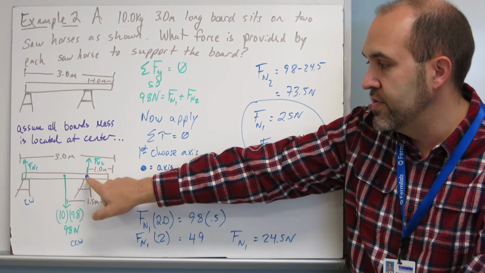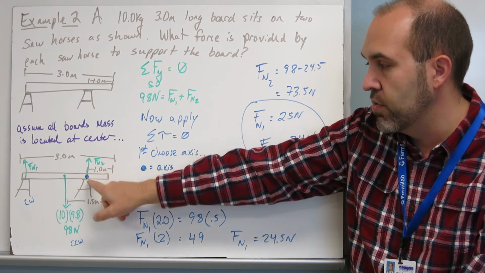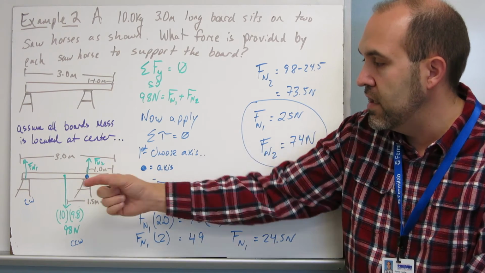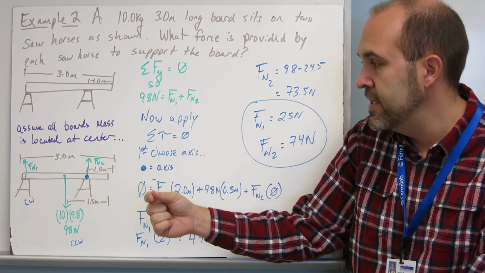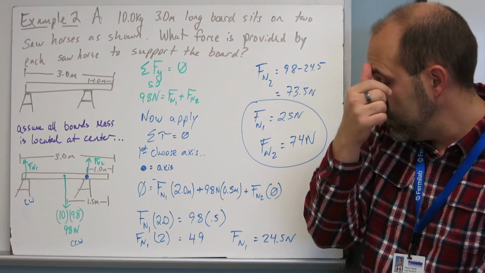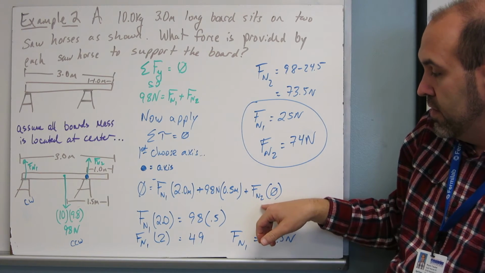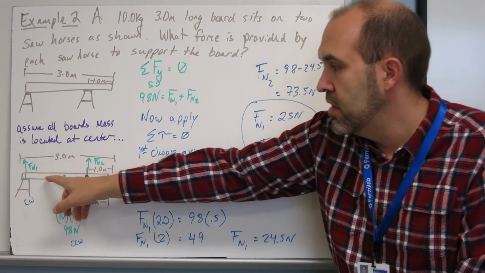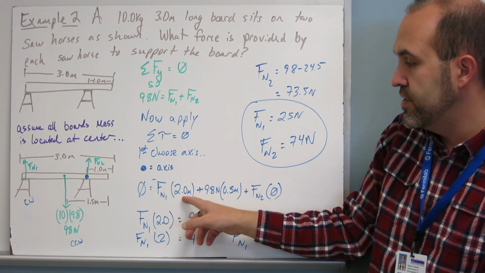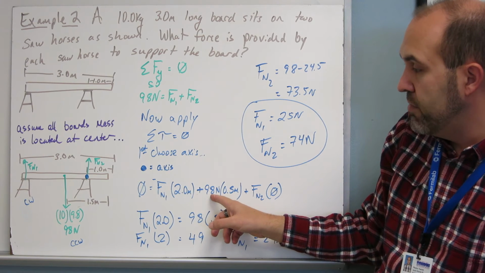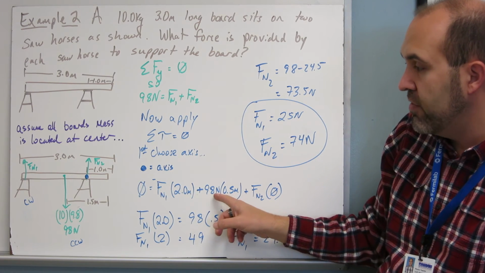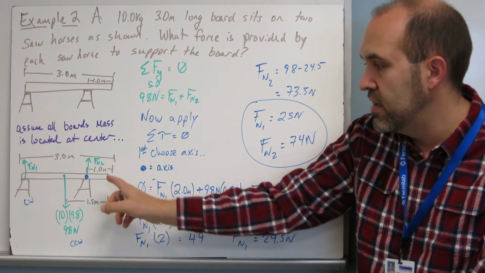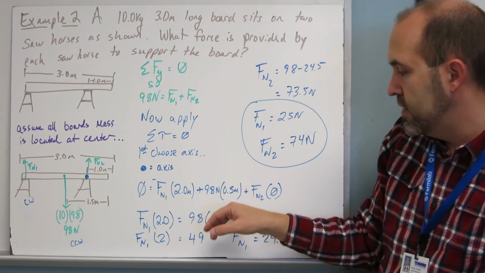So in this case I chose this point right here because I don't know what this force is, and therefore I can't calculate that torque very easily. And so I chose an axis there so that that little r for that torque is 0. And so when I do that, that's this 0 torque here. And then the sawhorse force from the one on the left is, let's see, 2 meters away, so Fn1 times 2. And then 98 newtons from the center of the board is only half a meter away from this axis. Remember, the center of the board is 1.5 meters, and this is 1 meter in, so this is only half a meter. So I've got that.